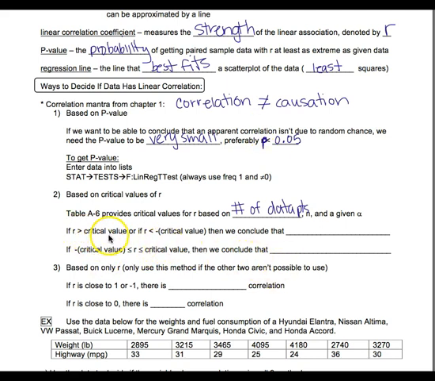So if R is greater than the critical value or less than the opposite of the critical value, then we conclude that there is linear correlation. If your R is between the opposite of the critical value and the critical value itself, then we conclude that there is not linear correlation. So we find the values in the table, we compare them to our R, and then we get a decision just based upon that.